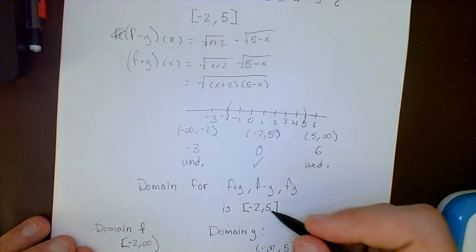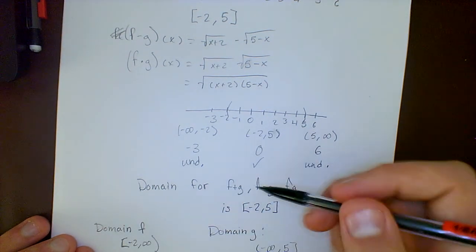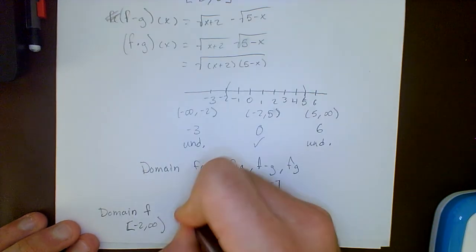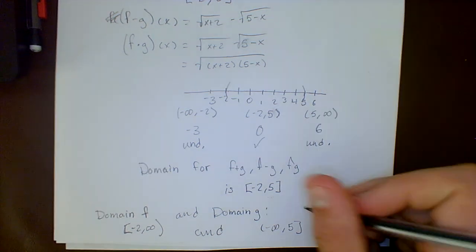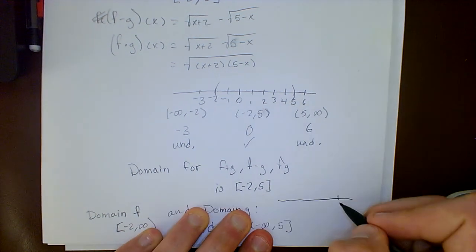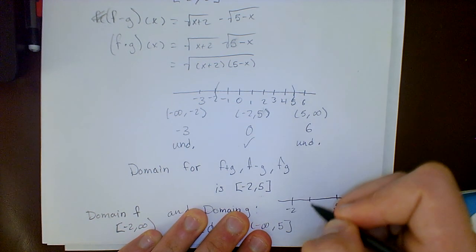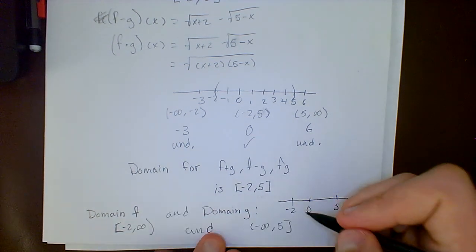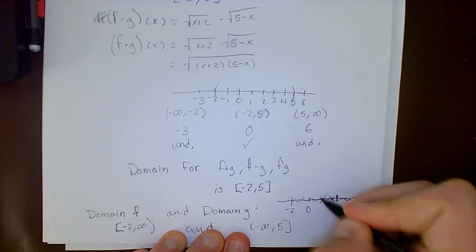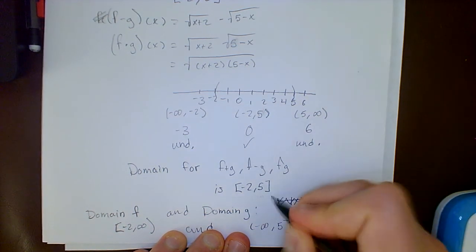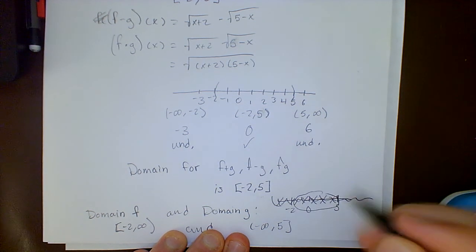So for the domain of these three, it's always just the domain of f and the domain of g, right? Because if you wanted both of them, it would be precisely this. Because you can think about it on our number line. If here's 5, and here's -2, and here's 0, then the domain of f is everything greater than -2, and the domain of g is everything less than 5. And we want the overlap. That's what and means. Okay.